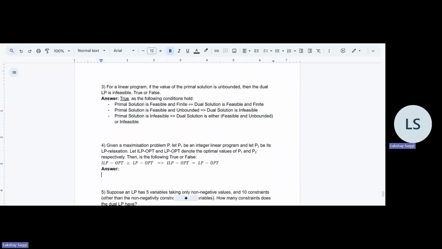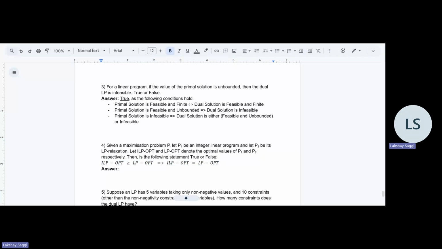Okay, now coming to the fourth question. Suppose we are given a maximization problem P, and for that problem, P1 is an integer linear program and P2 is its LP relaxation. Let ILP opt and LP opt denote the optimal values of P1 and P2 respectively. Is the following statement true or false? The statement: ILP opt is greater than or equal to LP opt implies ILP opt is equal to LP opt.